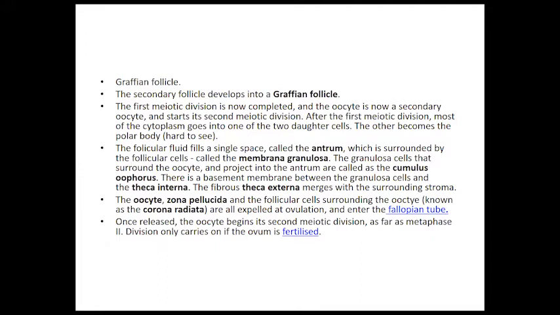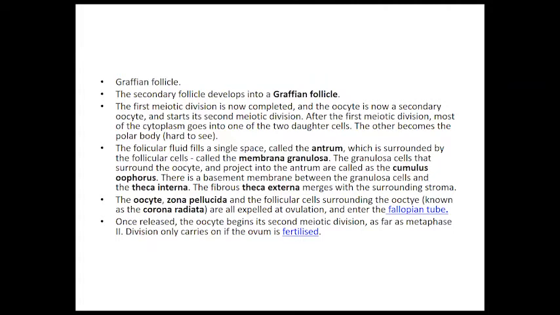There is a basement membrane between the granulosa cells and the theca interna. The fibrous theca merges with the surrounding stroma, so you have interna and externa on the outside. The oocyte, the zona pellucida, and the follicular cells surrounding the oocyte, known as corona radiata, are all expelled. That means at ovulation, the oocyte, the zona pellucida, and the follicle cells are expelled out, which enter into the fallopian tube.